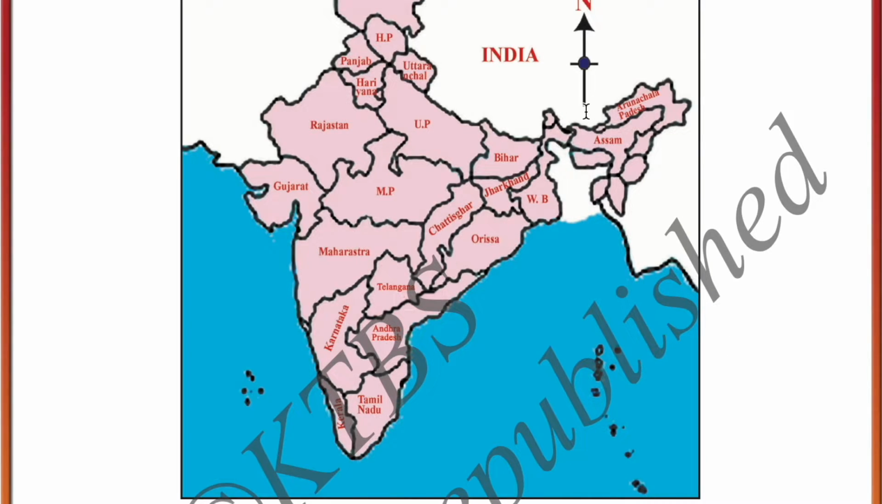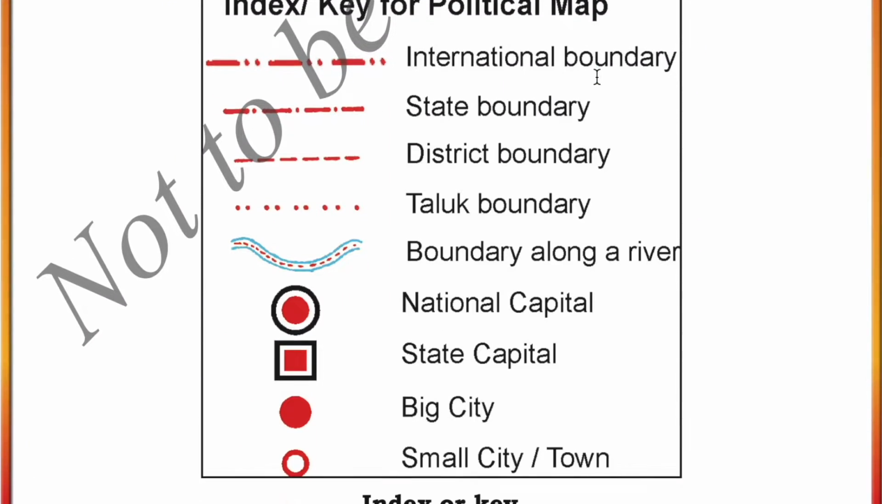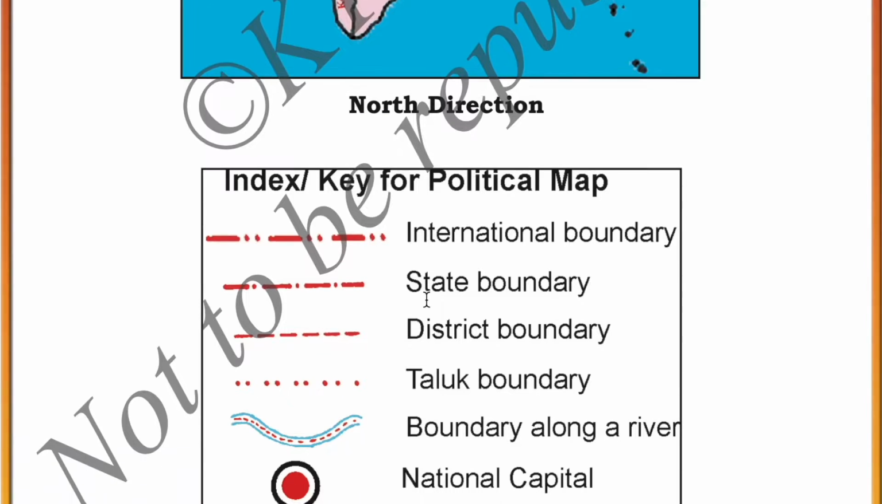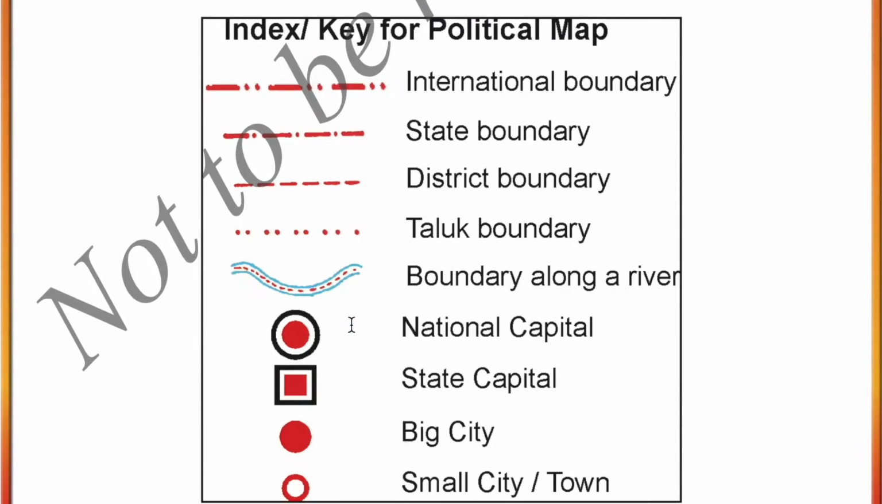Now here are pictures for the arrow that is pointing towards the north. In addition, here we have the index or key. This is also known as the legend of the map. Here we have different lines and what they represent, like we saw in the Karnataka map. Here, the dotted lines represent the international boundaries. This does not correspond to the map we see above. This is just an example for the index.